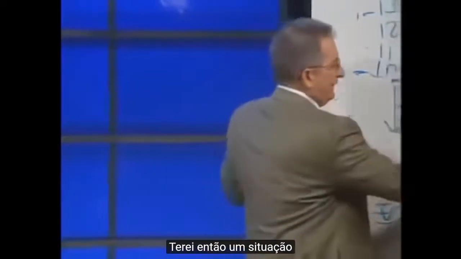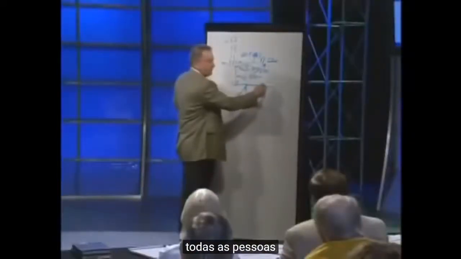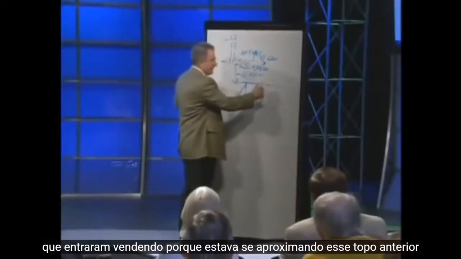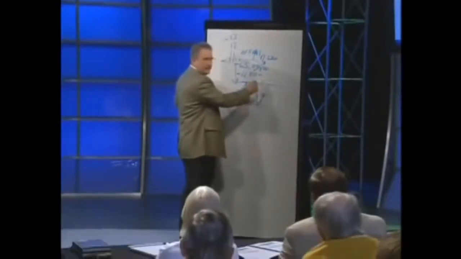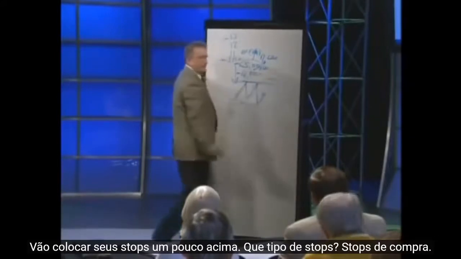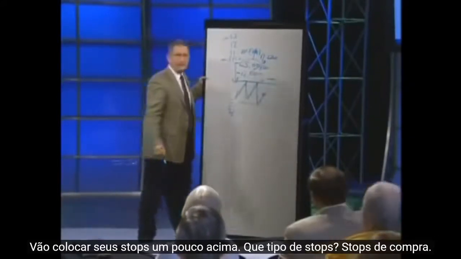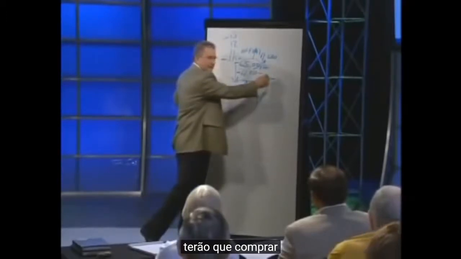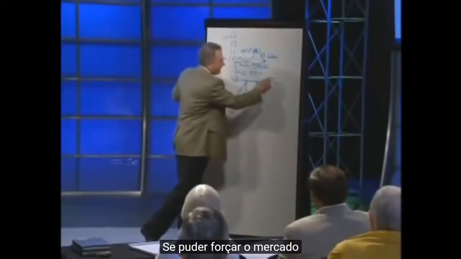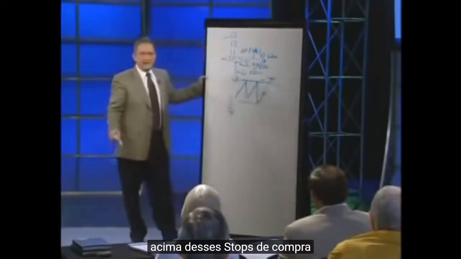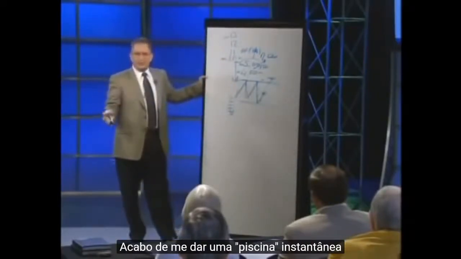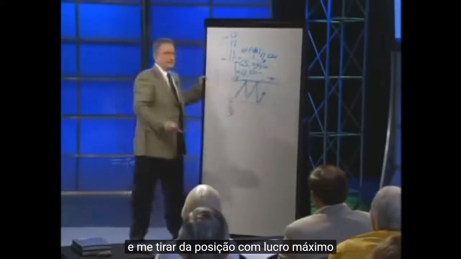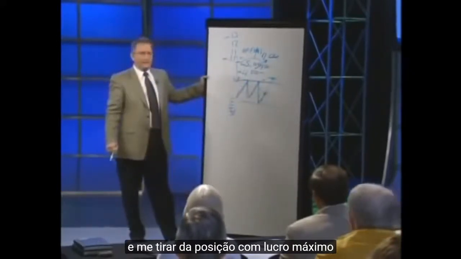What I'm going to have is a situation where all the other traders who sold at this level right here, that came into the market because it was approaching this previous high, are going to put their stops a little bit above the market. Now, what kind of stops are they going to be? They're going to be buy stops. If they sold and have to get out at a loss, they have to be buyers. If I can drive the market to those buy stops, I have given myself an instant pool of orders to take the other side of my trades and get me out at maximum profits.